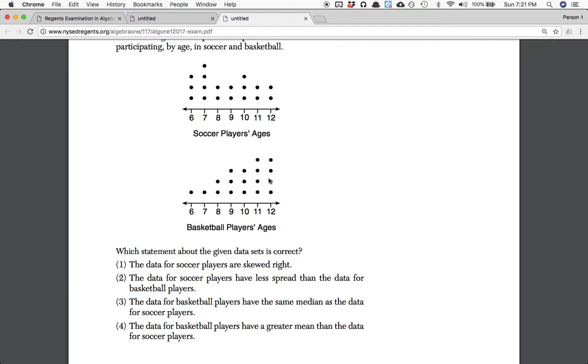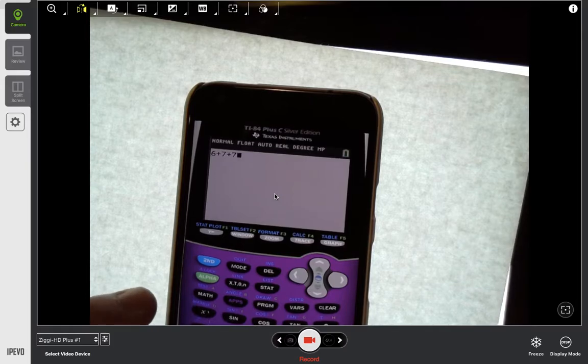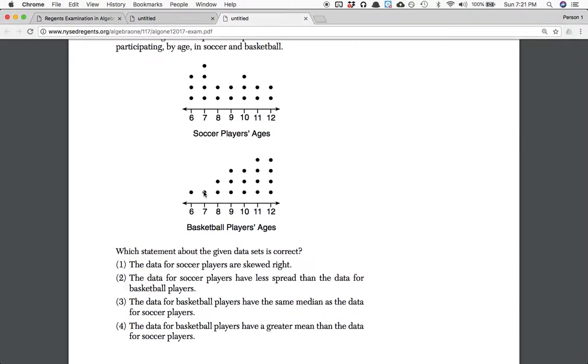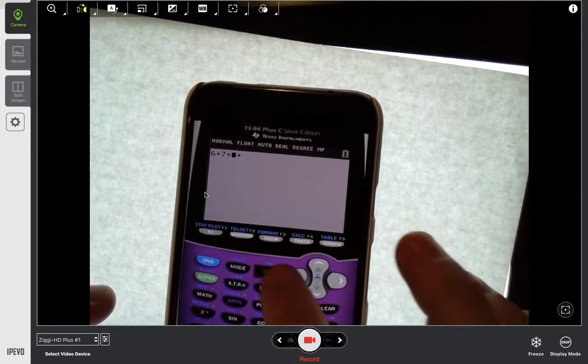If you really want to check it out, I'll throw it all in the calculator. You're going to add up all of these numbers. So I'm going to add the number of 6-year-olds, 7, 8, 9, 10, 11, 12. This is going to be hard to do on the calculator. So I'll do 6 plus, doing the basketball players, there's only 1 7, 2 8s.